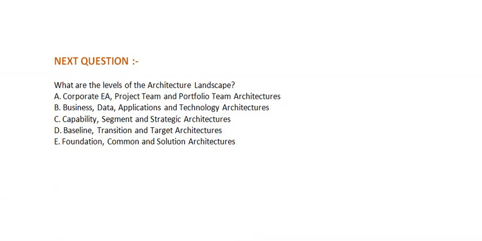Next question is, what are the levels of the architecture landscape? Option A, corporate EA, project team and portfolio team architectures. Option B, business, data, applications and technology architectures. Option C, capability, segment and strategic architectures. Option D, baseline, transition and target architectures. And option E, foundation, common and solution architectures. The correct answer is option C.